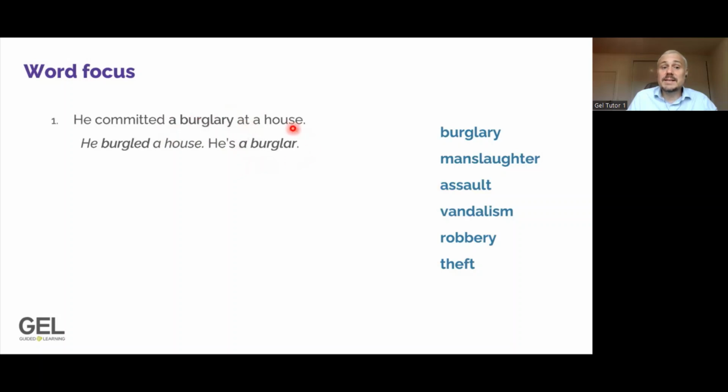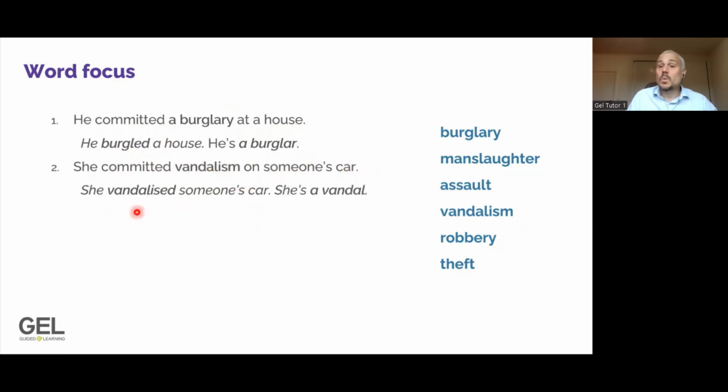We can also use a different form of the noun to describe the person who does the crime. In this case, a person who burgles a house is a burglar. She committed vandalism on someone's car. Sounds very formal. We can use the verb instead. She vandalized someone's car. Remember, we need an object after the verb. She is a vandal. This noun describes the person who committed the crime.